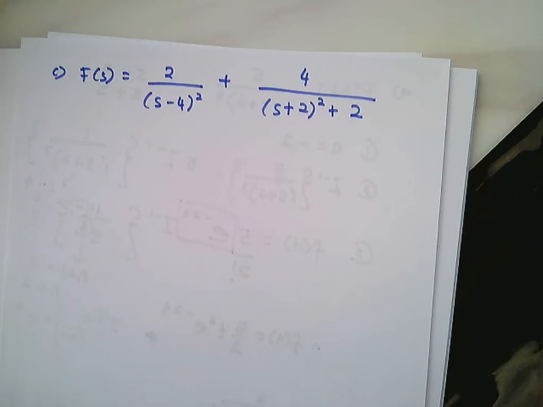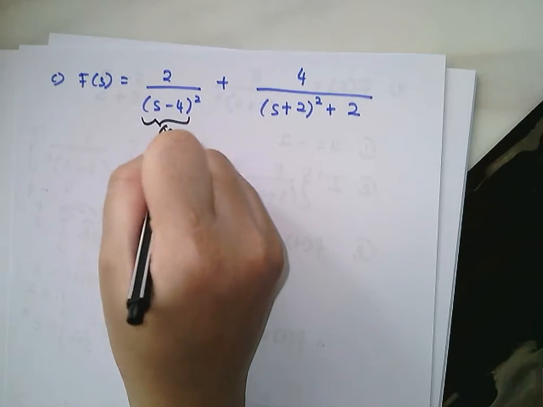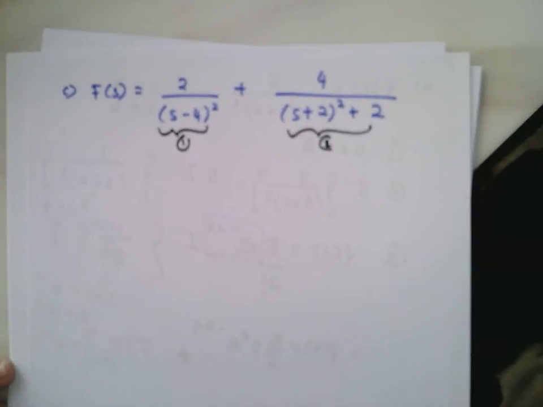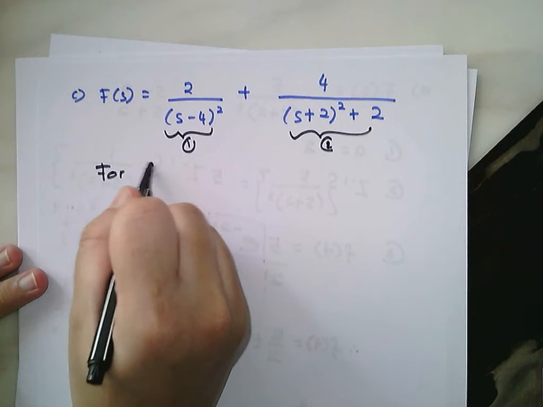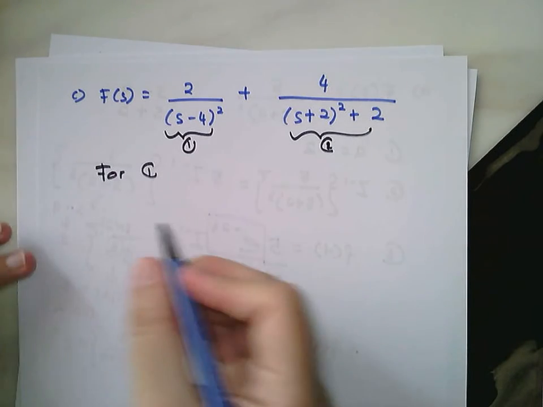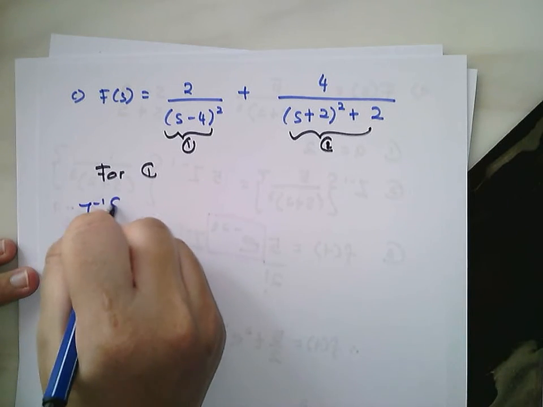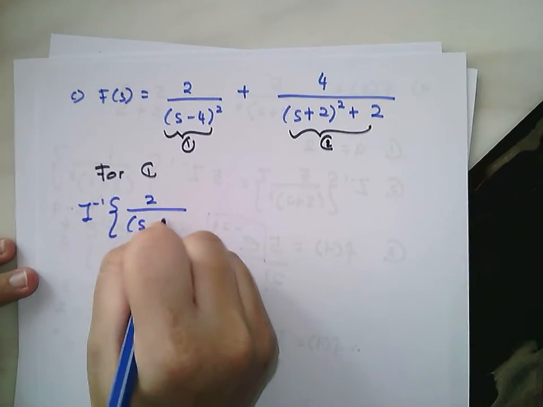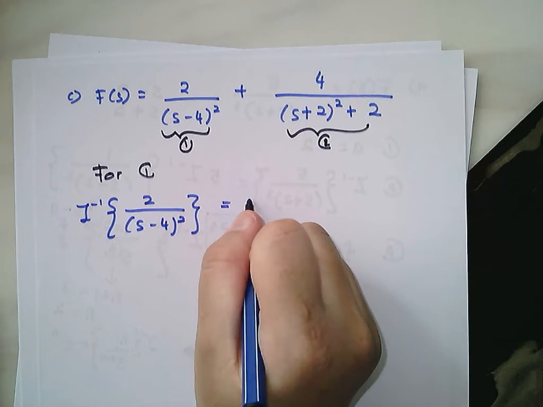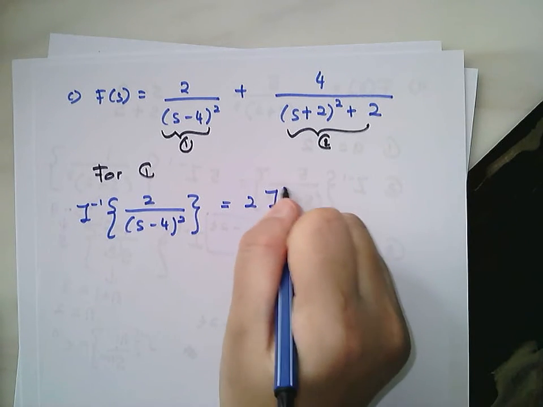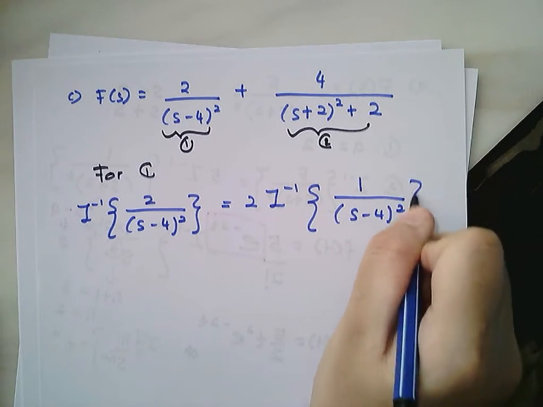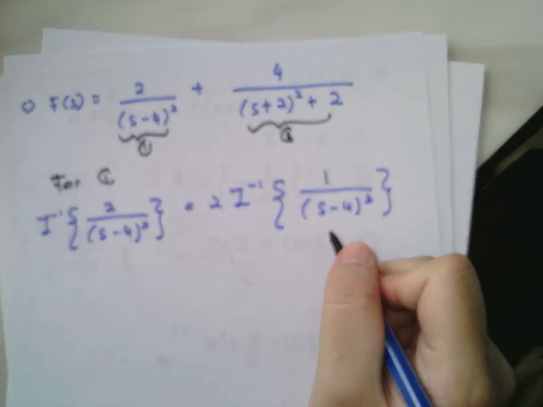Let's do the first one. So this is the first one, and this is the second one. Okay, we'll solve it one by one. So for 1, you need to get the inverse of 2 over (s minus 4) squared. Okay, so 2 is a constant, so factorize 2. So you need to find the inverse of 1 over (s minus 4) squared. So this one is already in terms of an s minus a term.